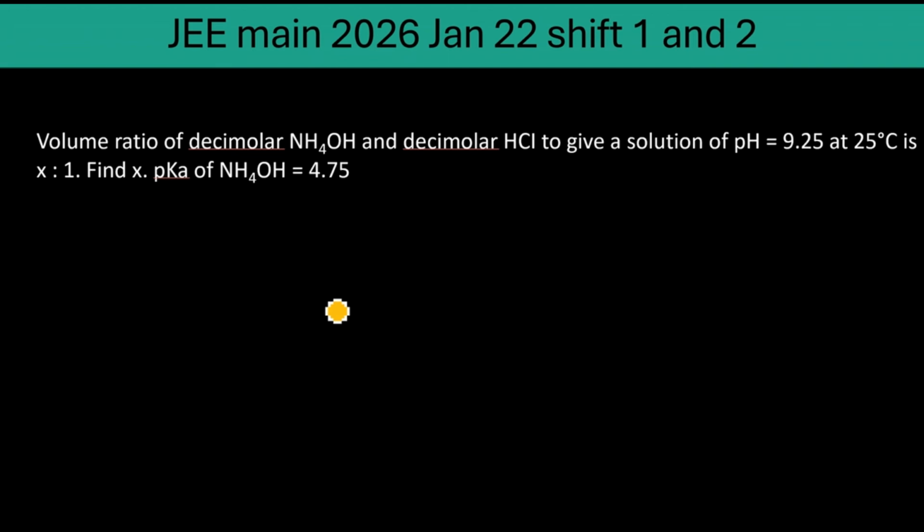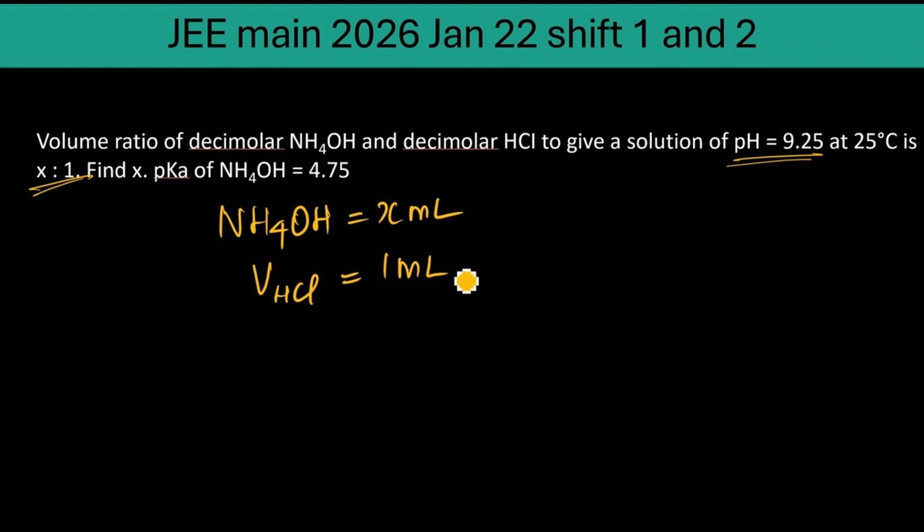The volume ratio of decimolar ammonium hydroxide and decimolar HCl to give a solution of pH 9.25 at 25 degrees Celsius is X:1. Find X. Okay, so this is a moderate level question where I have decimolar solution of ammonium hydroxide, that is X ml. That we are taking as X ml. And the volume of HCl is equal to 1 ml.